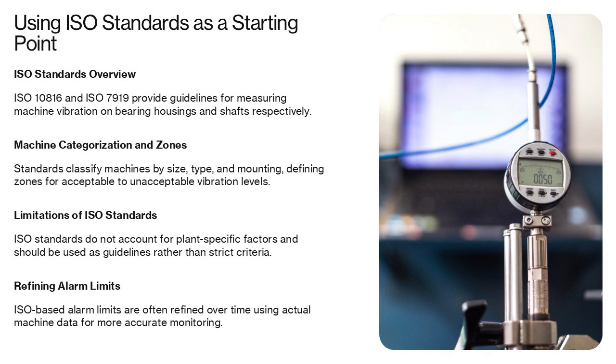They are based on generalized machine classifications and do not account for plant-specific factors such as unique operating conditions, structural resonances, or historical machine behavior. For this reason, experienced engineers treat ISO limits as guidance rather than strict pass-fail criteria. In practice, ISO-based alarms are often used initially and later refined or replaced with calculated limits derived from actual machine data as the monitoring program matures.